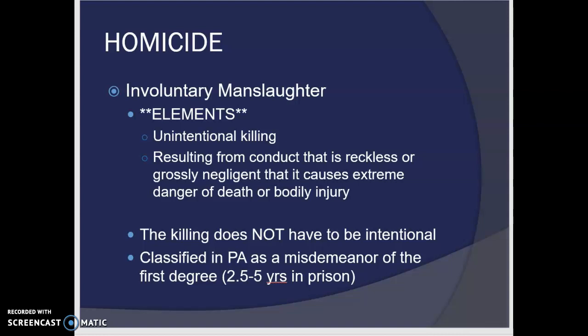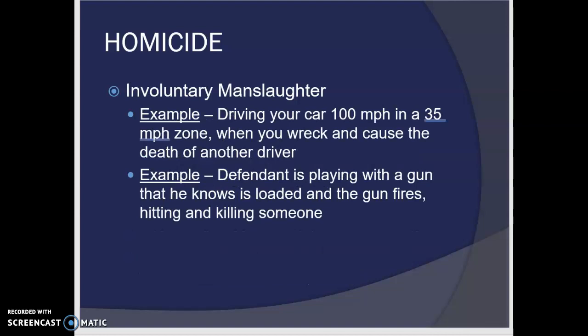Involuntary manslaughter is when you have an unintentional killing, so you do not intend to kill someone, and your conduct is reckless or grossly negligent, and it causes extreme danger of death or bodily injury. Okay? In Pennsylvania, this is classified as a misdemeanor of the first degree, which means you can get 2.5 to 5 years in prison. So what would be an example here? Speeding a lot. I don't mean going 45 in a 35-mile zone.